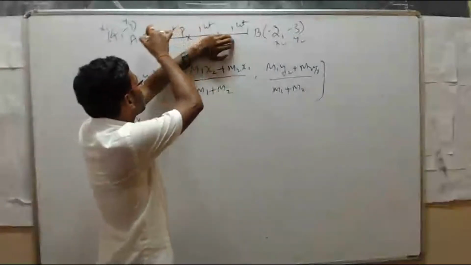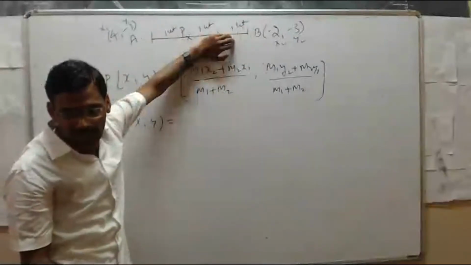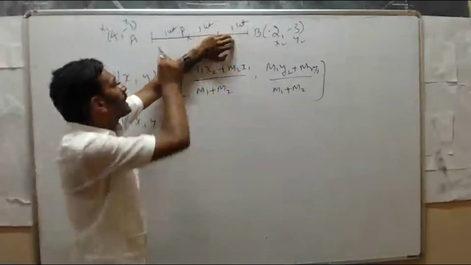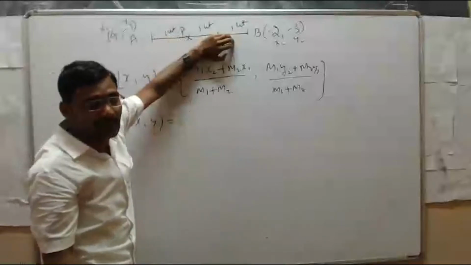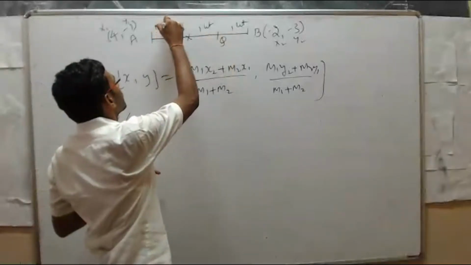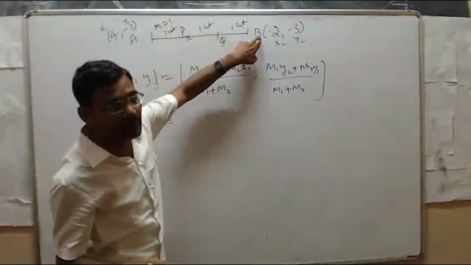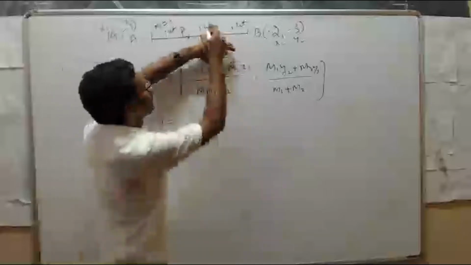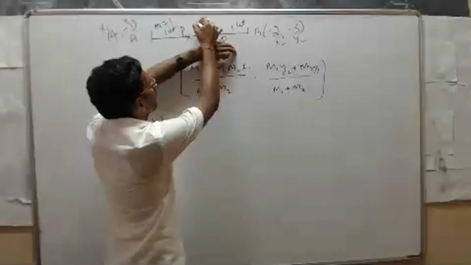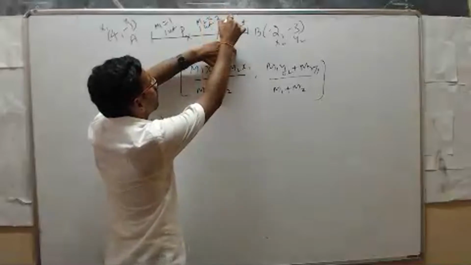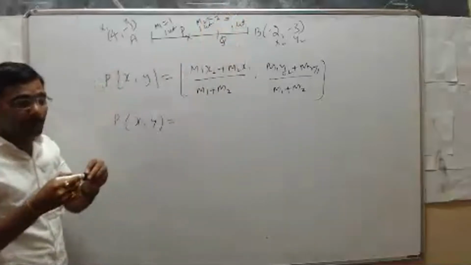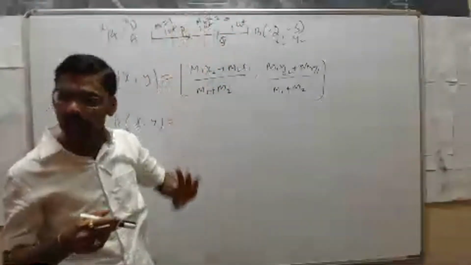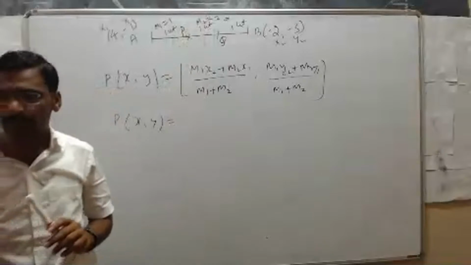Then the P point will divide the AB line segment in what ratio? The distance of AP is how much? 1 unit. It means m1 value is 1. Then what is the distance of PB? PQ is 1 unit, QB is 1 unit, so PB is 1 plus 1, which is 2 units. Therefore m2 is 2 units. It means P divides AB in the ratio 1:2. Therefore, m1 value is 1, m2 value is 2.